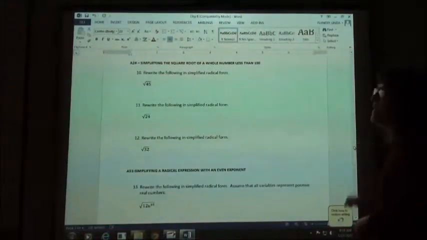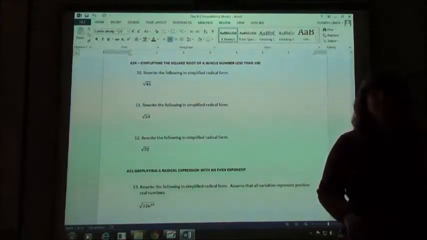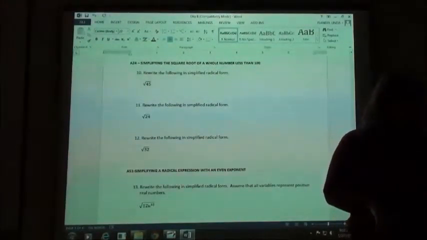Okay, now we're switching gears. We're going over to square roots, simplifying some radical expressions that are irrational so they don't come out to nice whole numbers.